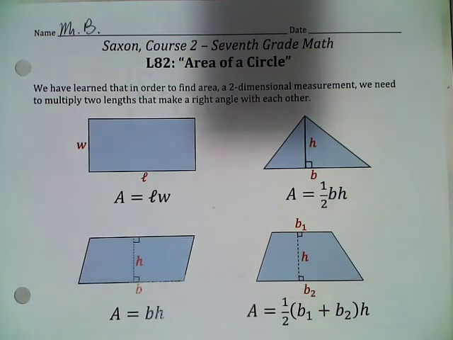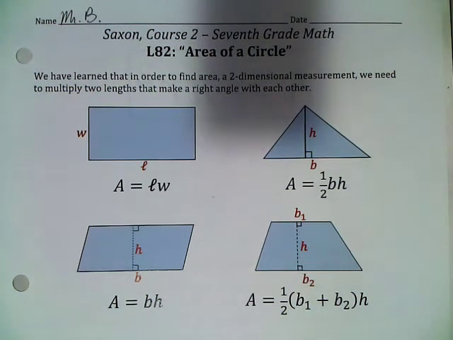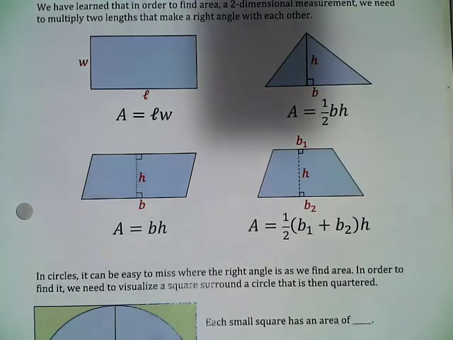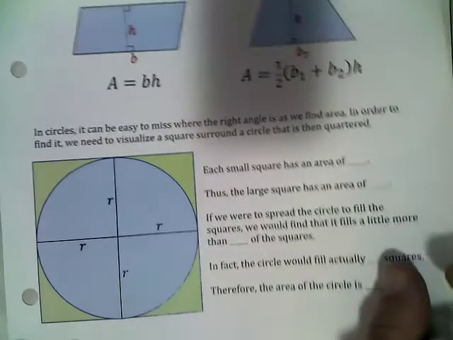So when it comes to circles, we still need to look for the right angle in some ways, but it's not as obvious. In circles, it can be easy to miss where the right angle is as we find the area, because most of the time it's not going to be written in. In order to find it, we need to visualize a square surrounding a circle that is then quartered. So quartered, cut into four equal parts.